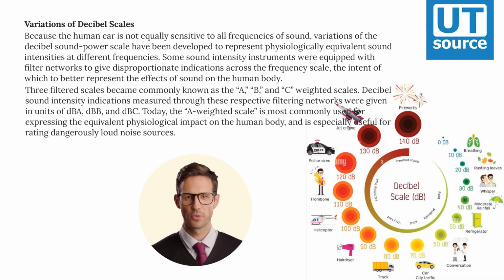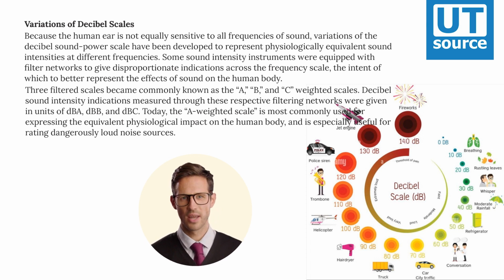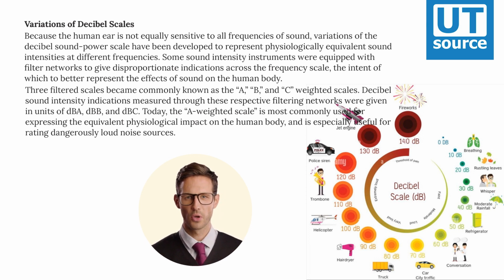Three filtered scales became commonly known as the A, B, and C weighted scales. Decibel sound intensity indications measured through these respective filtering networks were given in units of dBA, dBB, and dBC. Today, the A-weighted scale is most commonly used for expressing the equivalent physiological impact on the human body, and is especially useful for rating dangerously loud noise sources.